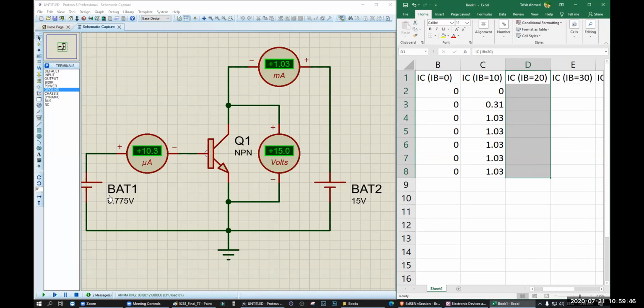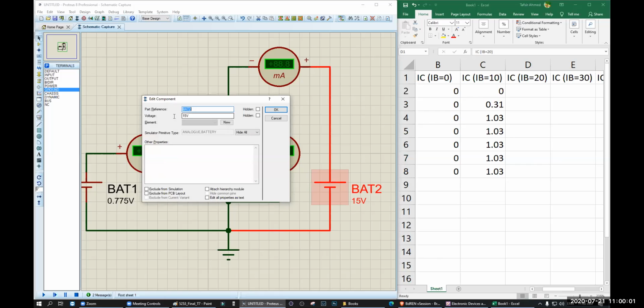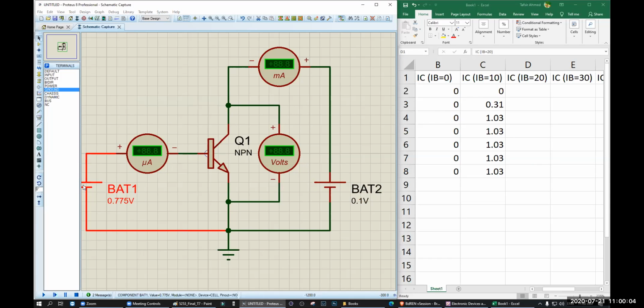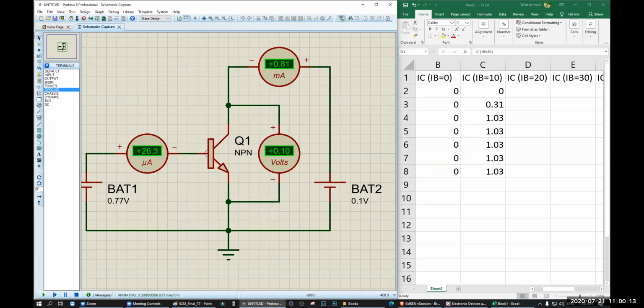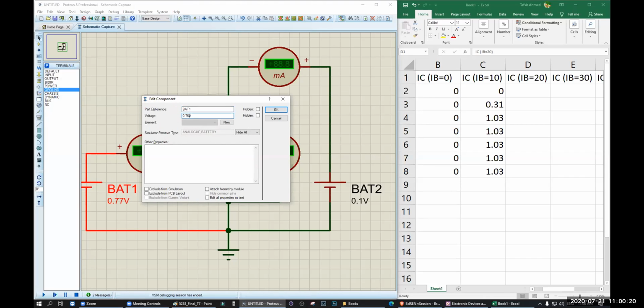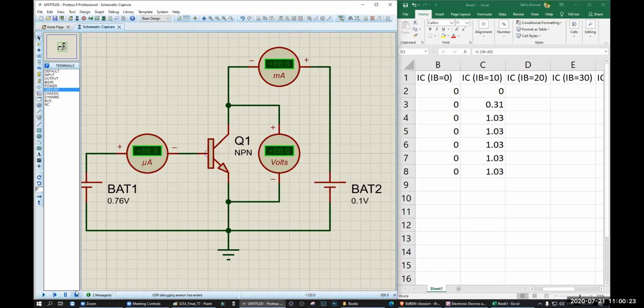Now for 20 microampere, we need to readjust the battery so that you can get 20 microampere here. So how can you do that? Okay, let's change the battery to 0.1 and increase the battery. Not increase, actually 77. 26, no, I need to make it 20 because this is for 20. So how can we make it 20? Maybe it's 76. No, it's maybe 765. 21, maybe 764.